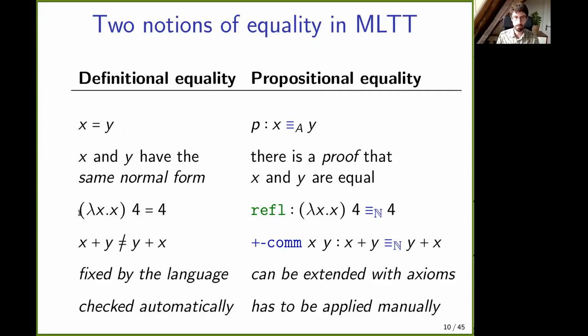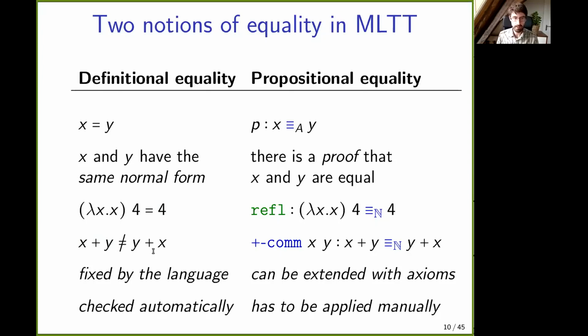So for example, the lambda abstraction lambda x to x applied to the number 4 is definitionally equal to 4, because they both evaluate to the normal form 4. However, a counterexample here is x plus y, which is not definitionally equal to y plus x, because they don't evaluate any further. They're stuck and they have a different form.